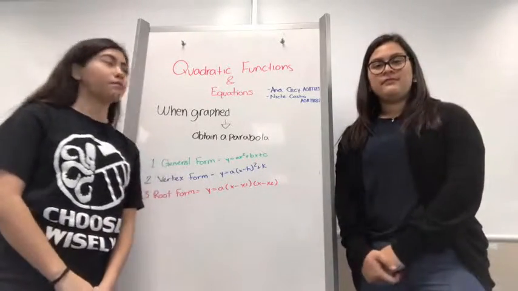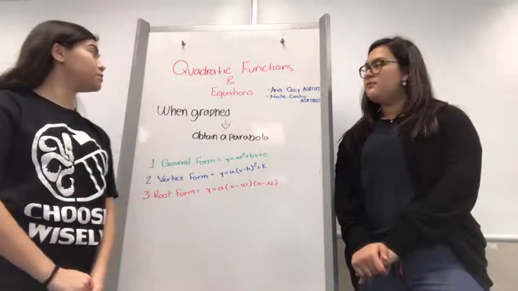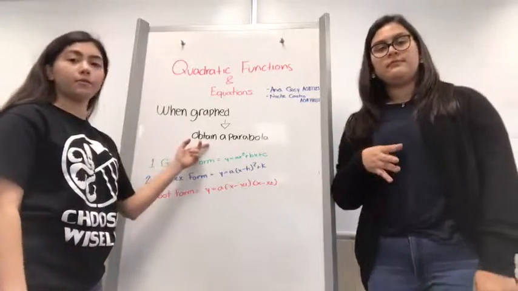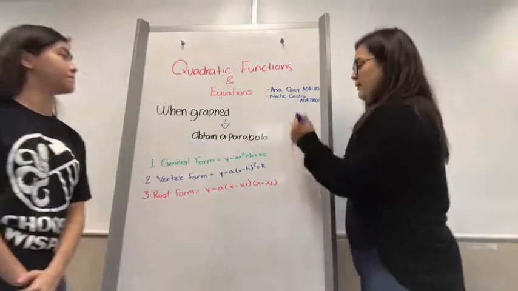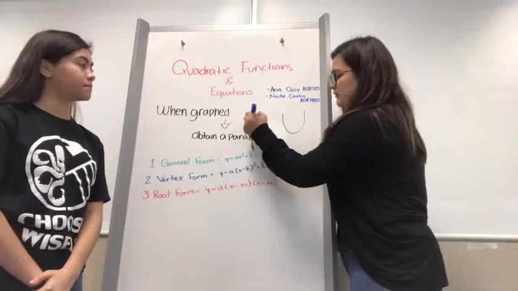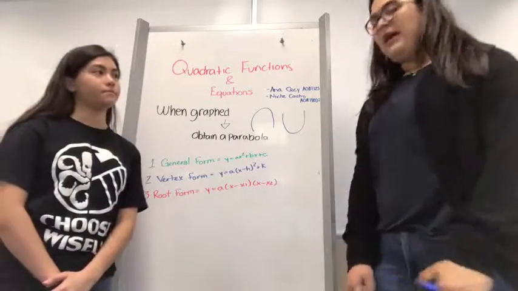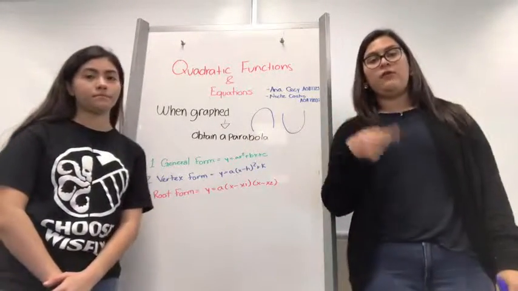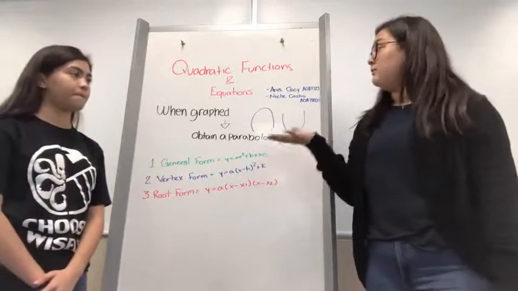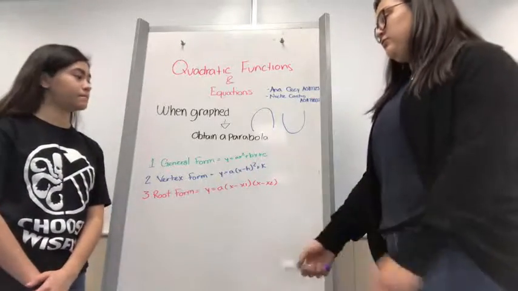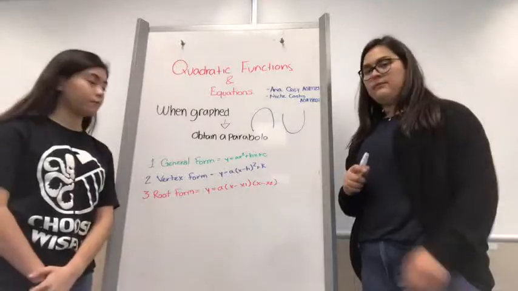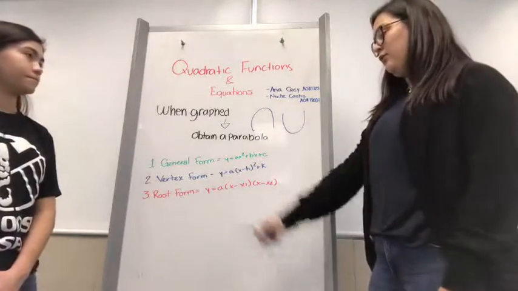A quadratic function usually gives you a parabola when you graph it in the vector. A parabola is this one. And there are actually three different forms of a quadratic equation. First, we have the general form. We have the vertex form. And last, we have the root form.